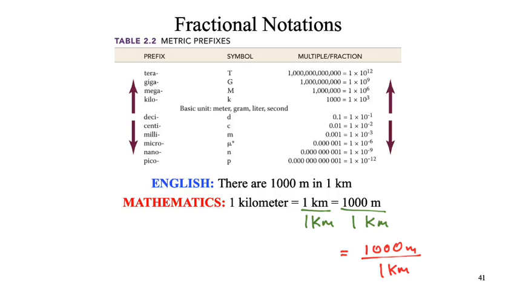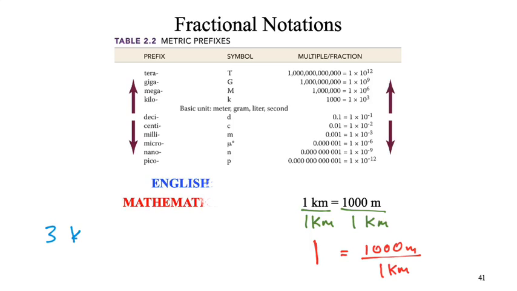I always find this fascinating how everybody gets stumped by that. 1,000 meters per 1 kilometer, 1, right? Does that help? What does it equal? 1. It's not 1 kilometer. It equals 1. That's it. It just equals 1. And you'd be like, well, why is that useful? I want to be able to convert now 3 kilometers into meters. 3,000 meters. Okay? 3,000 meters.